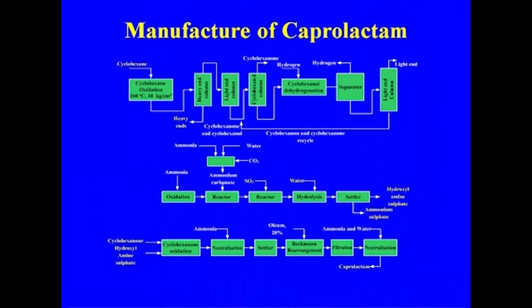Finally, what is happening here is that the cyclohexanone and the hydroxylamine sulfate are reacted here, and then after the Beckmann rearrangement, this is the Beckmann rearrangement reactor, where we get the caprolactam, and then finally the caprolactam is separated.